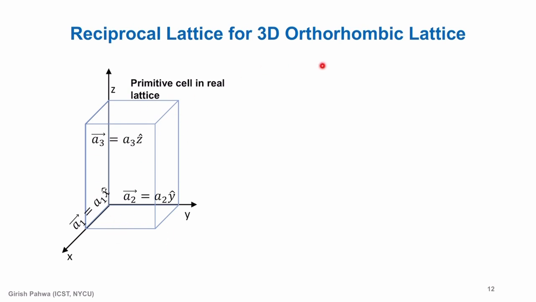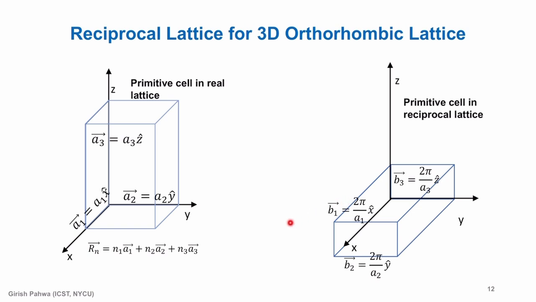Now the corresponding reciprocal lattice will be constructed similar to the 2D case. So this will become 2π/a1, 2π/a2, 2π/a3. Okay, so because this is the longest one, this will become the shortest one. Then this and this, these are short, so this will become longer and this will become a little smaller than this.